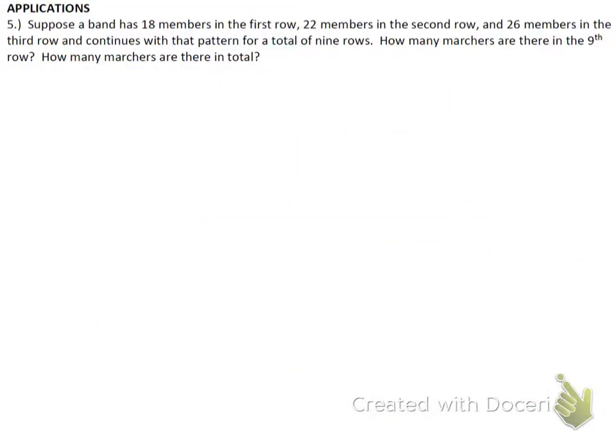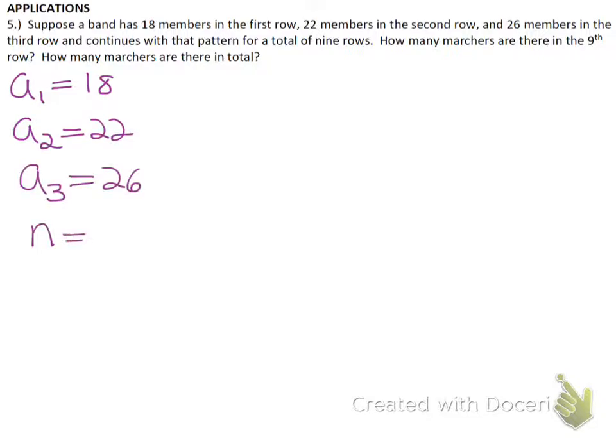The first application that we are going to look at is about the marching band. I like to read the problem and go ahead and gather along the side the information that I'm given. So the first thing I noticed is that the first row has 18, the second row 22, the third row 26, and I know that there are 9 rows in the marching band. I got all of this information just by reading the problem. The first question then asks, how many marchers are there in the 9th row? So this is talking about a term in the arithmetic sequence.